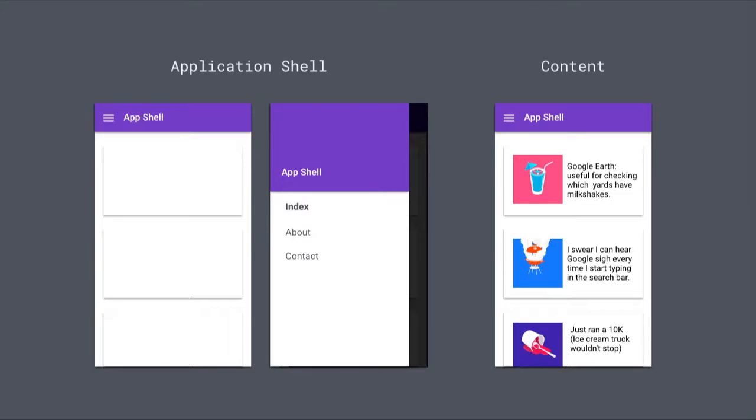One such architecture is the application shell architecture. And the idea here is that we try shipping down the network as quickly as possible, just the content necessary to load up our application UI. So things like the toolbar, the drawer, maybe some cards. And then later on, we dynamically populate that view with our content.